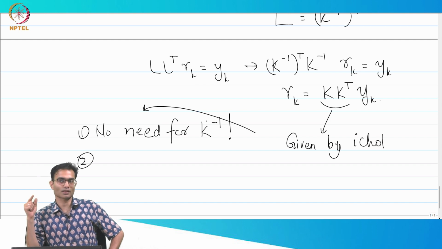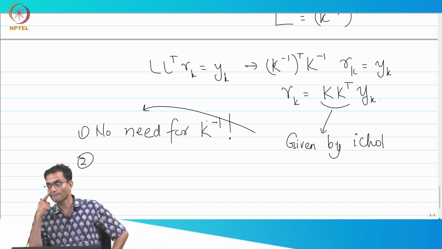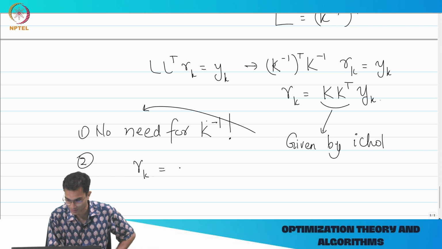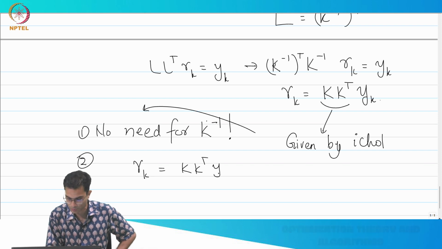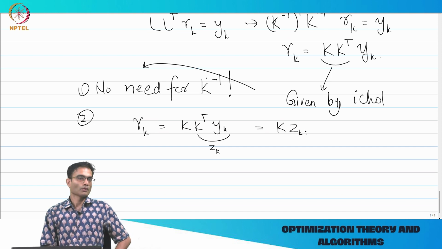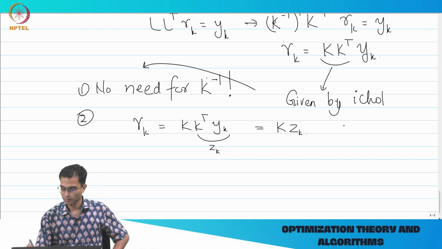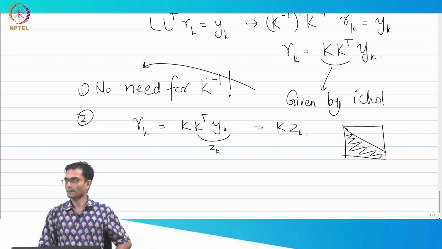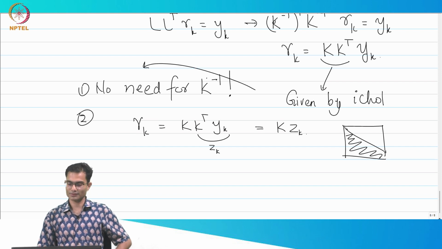The hint is the structure of K. What is the structure of K? It's lower triangular, right? So let's look at this a little bit. This is K transpose YK. Supposing I combine this and call this ZK, so therefore this is equal to KZK. K is lower triangular and sparse. It's like this. Do I need to actually invert this, or is there a clever way of solving this to get ZK?